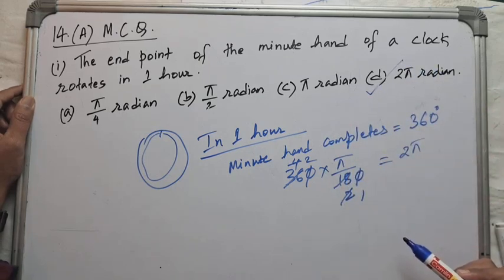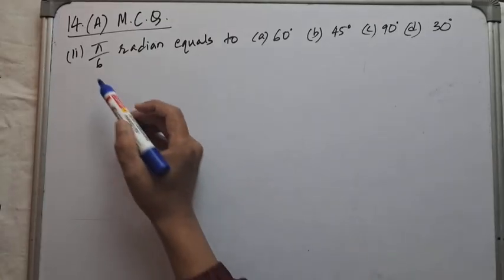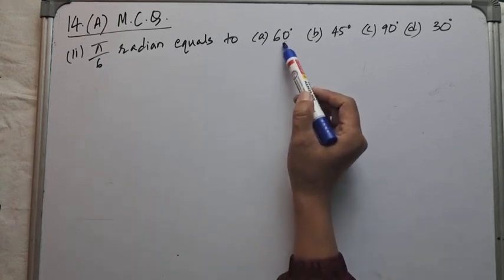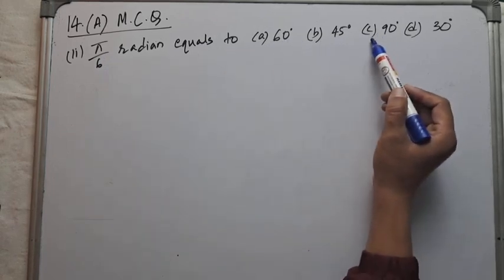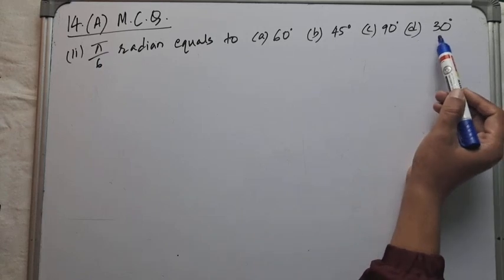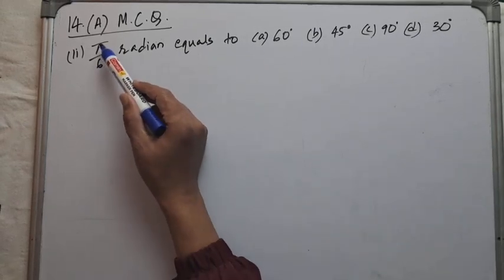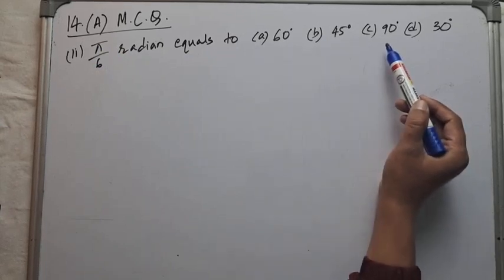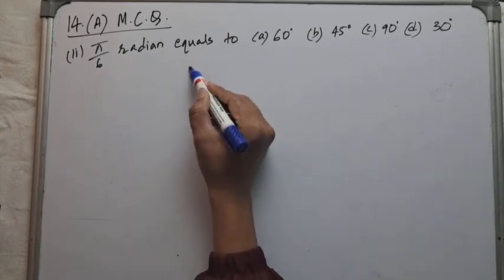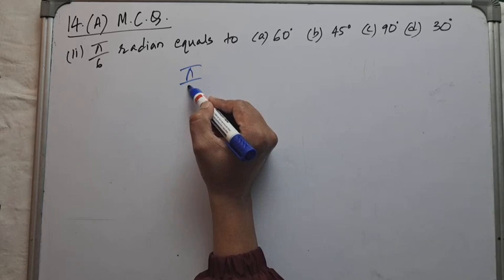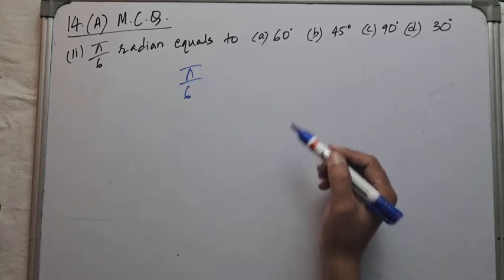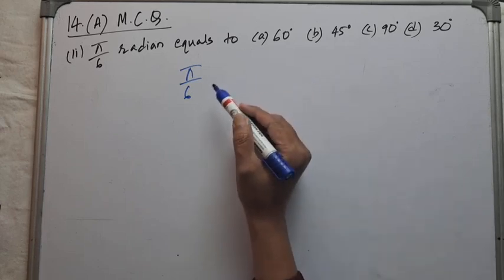So let us do question number 2 of 14 now. Pi by 6 radian equals to A 60 degree, B 45 degree, C 90 degree and D 30 degree. So we are asked to find the sexagesimal value of pi by 6 and these 4 are the options. We are asked to choose the correct one. Pi by 6, this is the circular measurement, isn't it? So let us convert this into sexagesimal measurement and find out which one is the correct answer, okay?